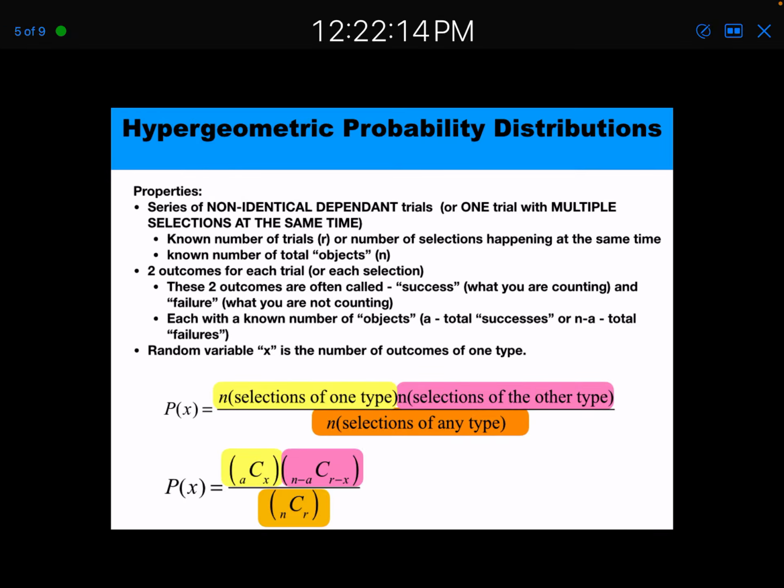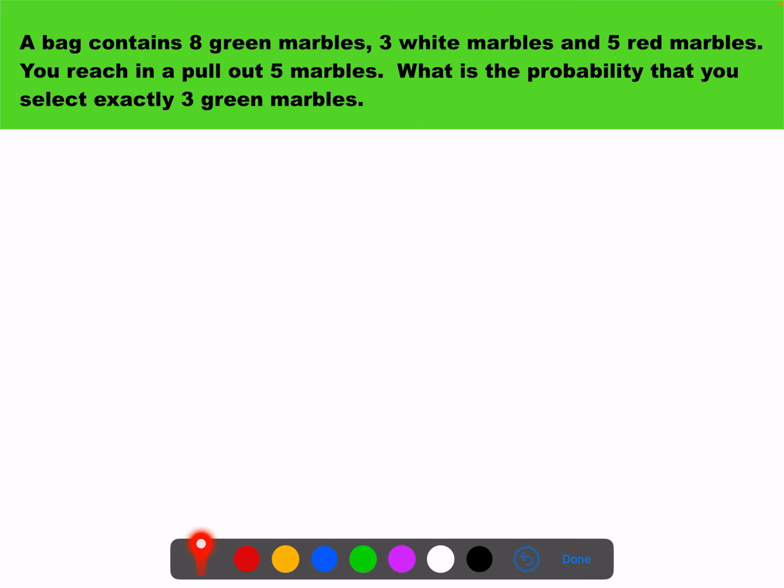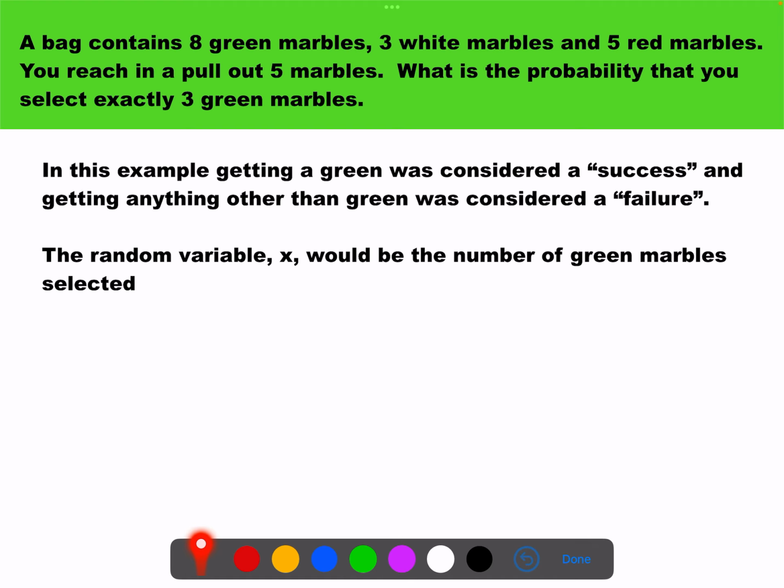All right, so hopefully you paused and wrote all of that down. Let's go back to our example with the marbles. This isn't a new example, that's the same stuff you have written down from before. So in this case, again, just to remind you, the green marbles are what would be considered your success. White and red would be considered your failure. And the random variable would be the number of green marbles. That's what we were counting. We wanted exactly 3 in that case, but this particular piece we would change for our probability distribution, which is what we're going to do next.